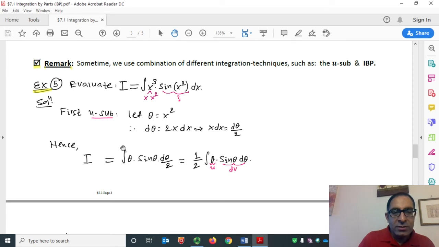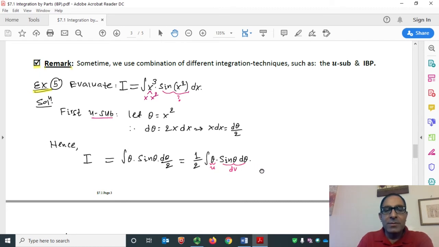So then I equals the integration of sine theta, since x squared is theta and sine x squared is simply sine theta, then x times dx is d theta over 2. Great. In the next step, I can pull the constant 1/2 out, then the integral of theta times sine theta d theta. Now this integral is a good candidate for IBP, right? The integrand function is a product of algebraic functions times trigonometric functions.